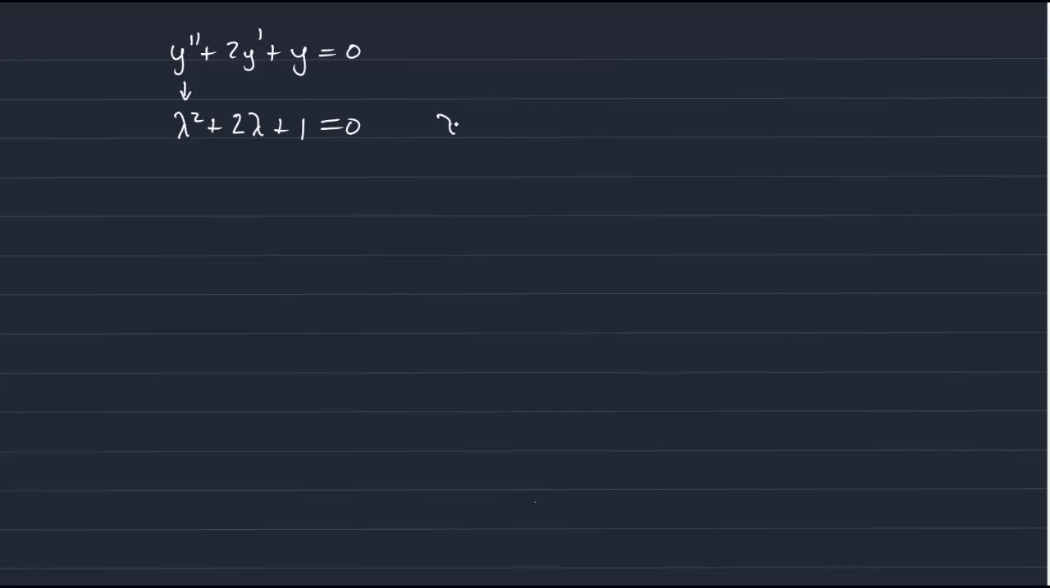And this gives lambda is equal to minus 2 plus or minus the square root of 2 squared, 4, minus 4ac, which is 4, all over 2a, which is 2, and that's equal to minus 1 and minus 1. So we have only one number representing two roots. So we would here say that the two roots are identical.